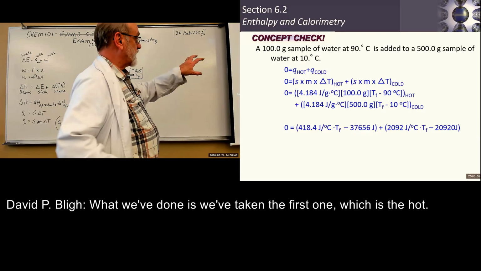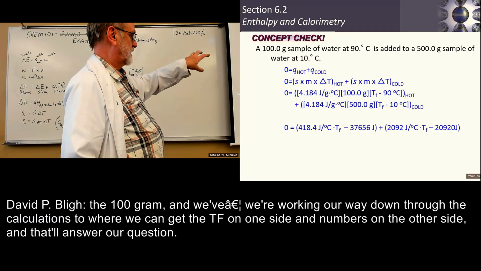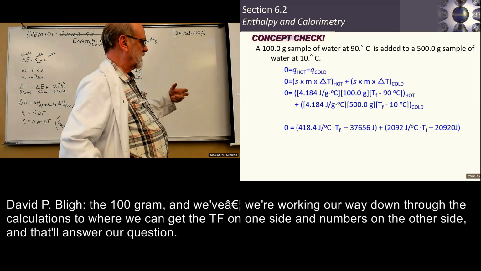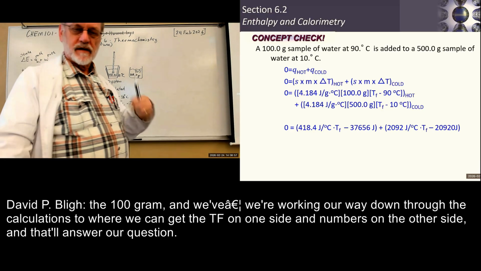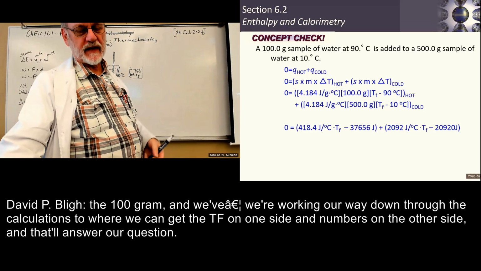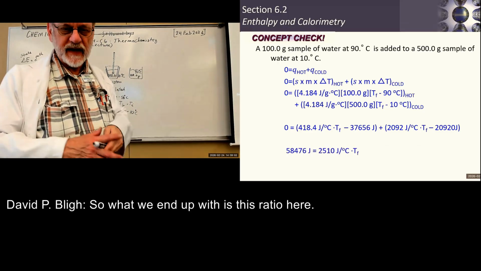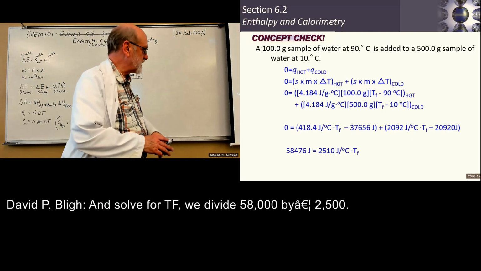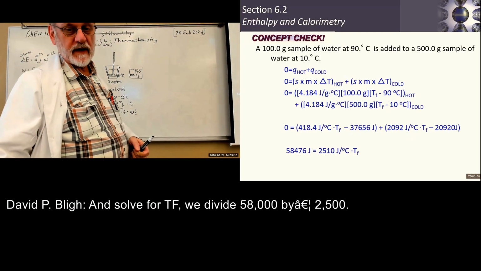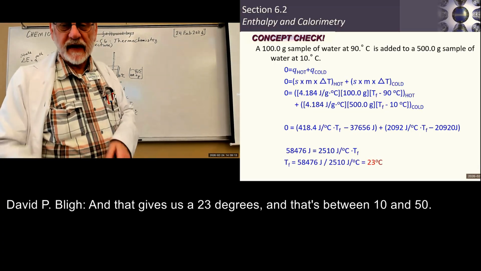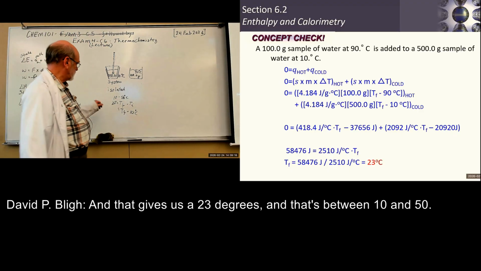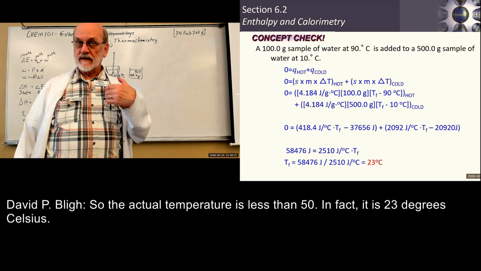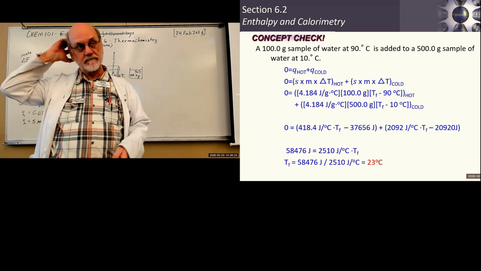What we've done is we've taken the first one, which is the hot, the 100 gram, and we're working our way down through the calculations to where we can get the TF on one side and numbers on the other side, and that'll answer our question. So what we end up with is this ratio here, and to solve for TF, we divide 58,000 by 2,500. And that gives us 23 degrees. And that's between 10 and 50. So the actual temperature is less than 50. In fact, it is 23 degrees Celsius.